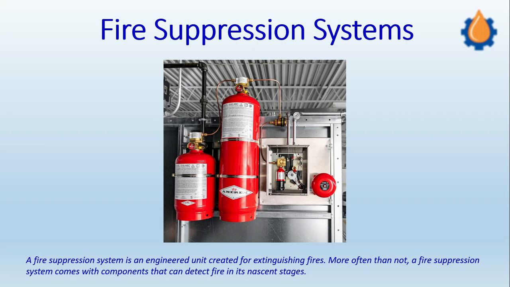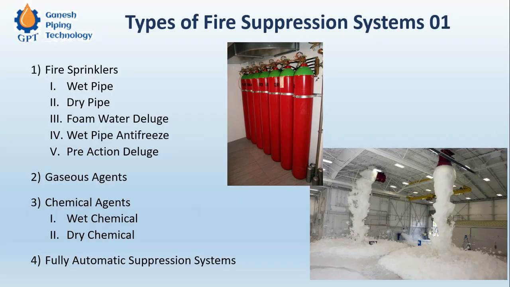Having a look at the definition, a fire suppression system is an engineered unit created for extinguishing fire. More often than not, a fire suppression system comes with components that can detect fire in its nascent stage. That means when the fire is lit up and ignited in the very early stage itself, there are systems in this fire suppression which detect it, and then can take the necessary action.